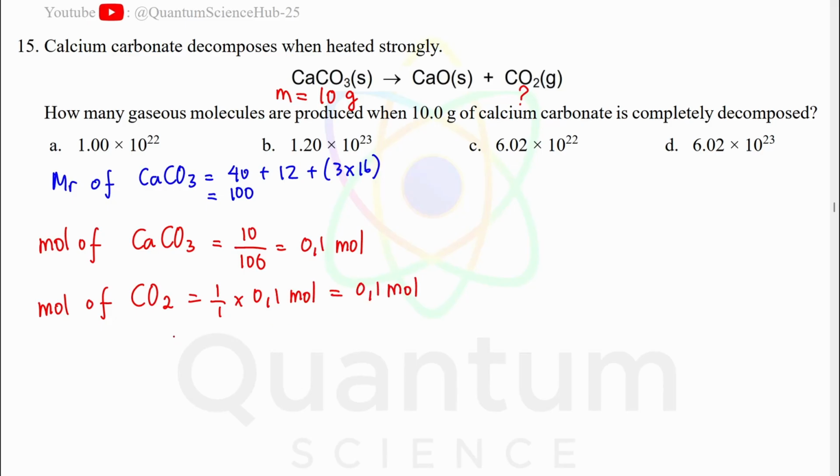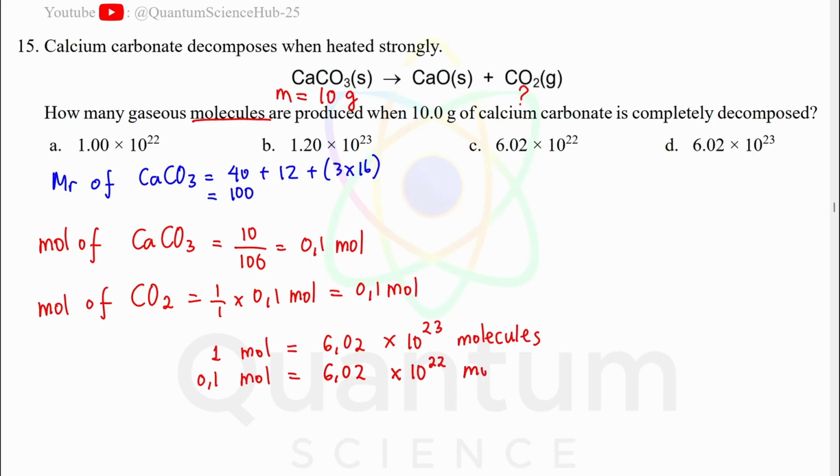So the question is asking about how many gaseous molecules. We know 1 mole equals to 6.02 times 10 power of 23 molecules. So if you have 0.1 mole of carbon dioxide gas, so that means you have 6.02 times 10 power of 22 molecules. Okay, so the correct answer here is C.